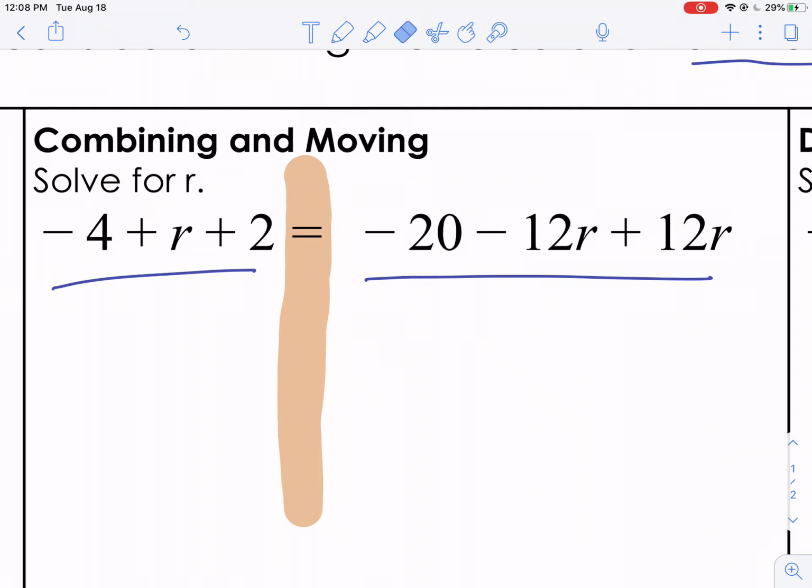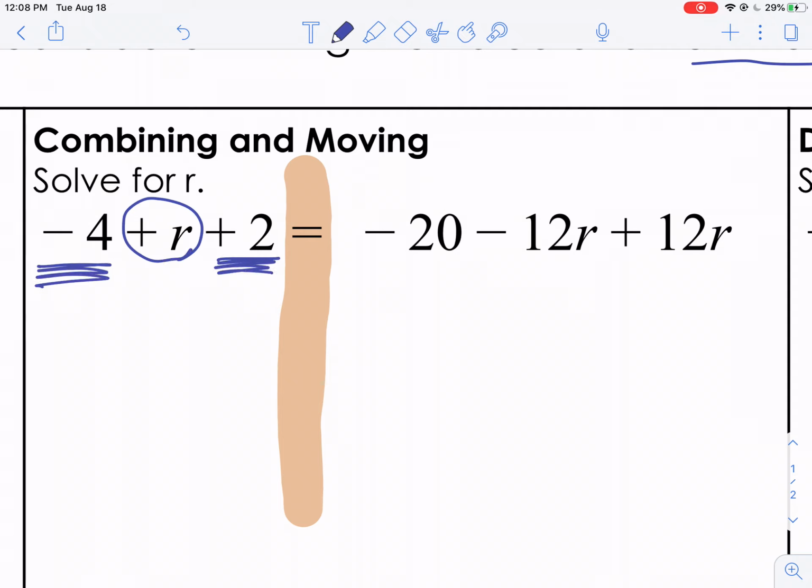If they're on the same side, we can combine them if they are like terms. So in this case, I see there's just an r here by itself, but negative 4 and positive 2, those are like terms. Since they're on the same side, I can combine them. So I'm going to think, okay, negative 4 plus 2. If I'm at negative 4, here's 0, negative 1, negative 2, negative 3, negative 4. So I'm at negative 4. And then I'm going to add 2, so I'm going up to 1, 2. That's going to put me at negative 2. So I know that when I combine these together, I get negative 2.